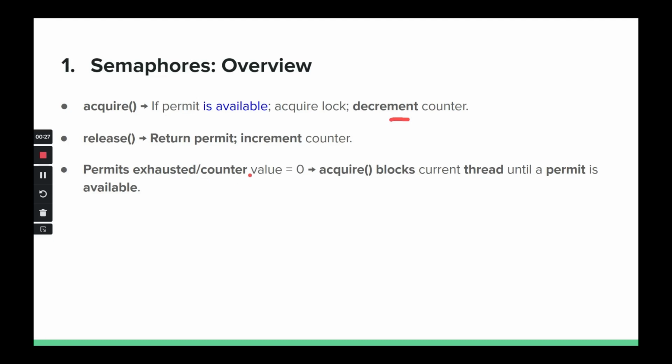When the permits are exhausted, so you had 3 gate passes and now it has exhausted, comes back to 0, then if you call acquire, of course you don't have any more gate passes available. Then if you call acquire, it will block the current thread until the permit is available. You don't acquire the lock.